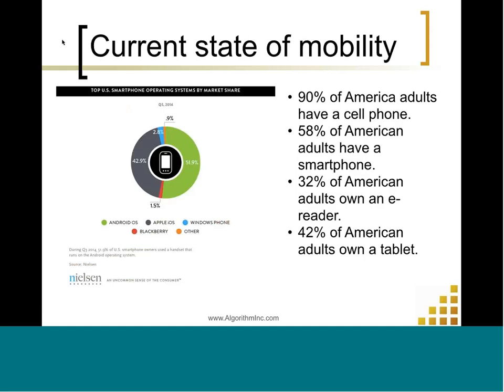Current state of mobility. This is just a slide I gathered from Nielsen. It talks to America's use of mobile products, mobile phones, tablets, e-readers, etc. But you can see the predominant trend in technology is towards things that are cloud-based and mobile-based, and have the ability to be accessed from any number of devices, and not just, back in the olden days, a desktop, and then, more advanced than that, a laptop.